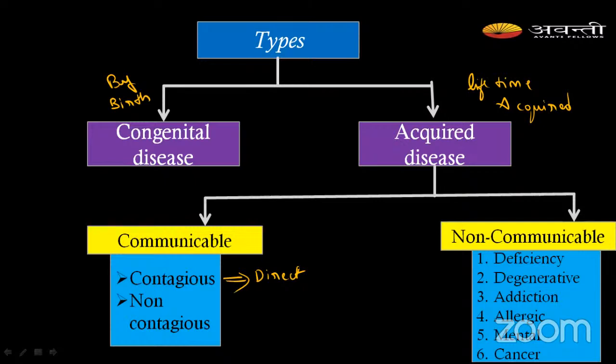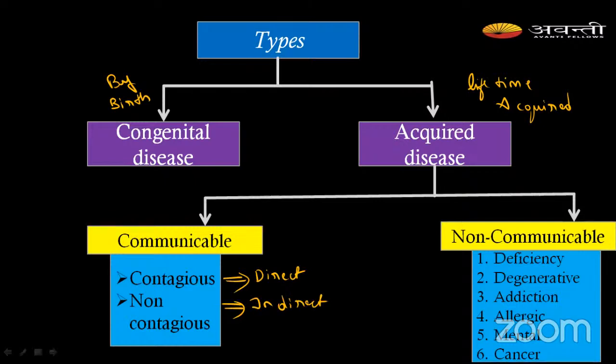And smallpox, chicken pox, if you take these, all these things will come under direct contact. If that person is having the disease, meaning if you contact that person, you are going to get the disease. That is what we call a contagious disease. Non-contagious means indirect. Indirect disease.